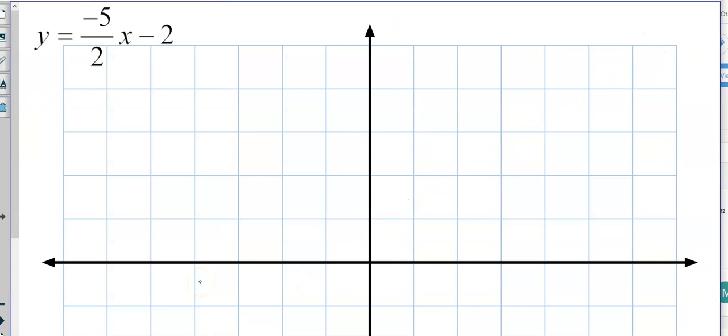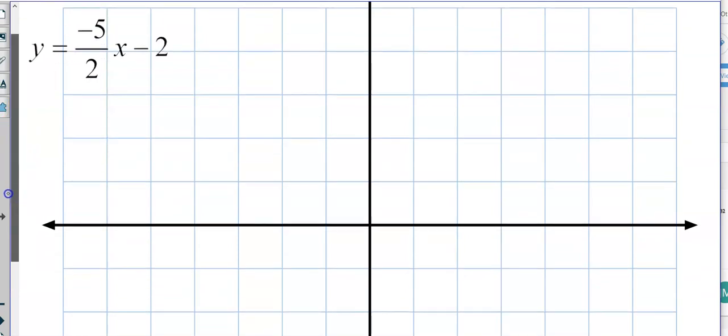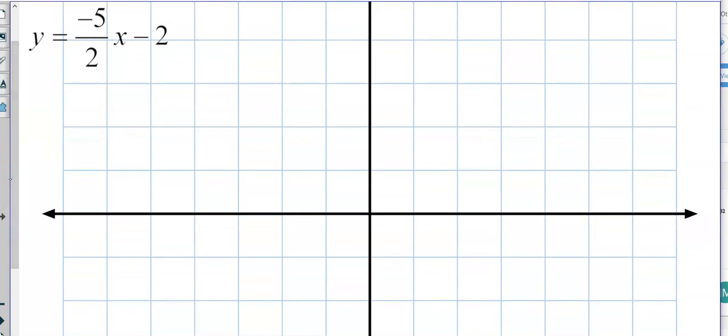Let's try this one. So -5x minus 2 here. So just move this down just a touch here. Okay, so -5x minus 2. So always start with the y-intercept. That would be -2. And the slope is -5/2.